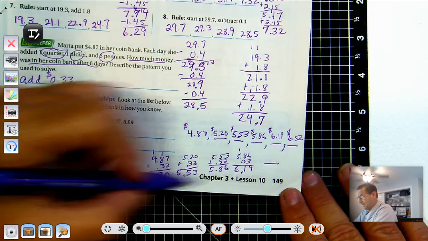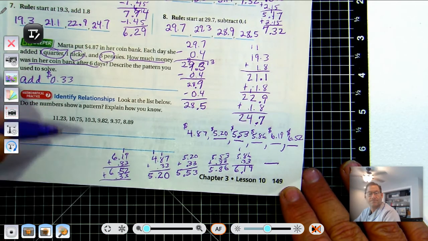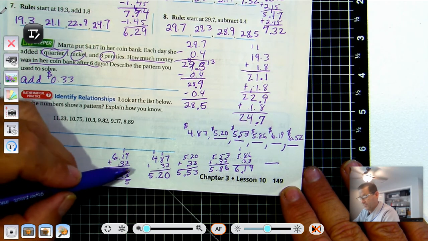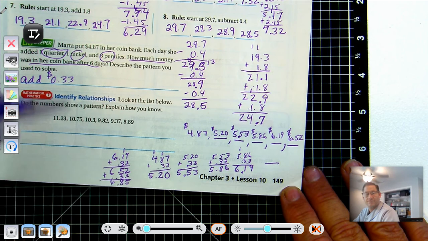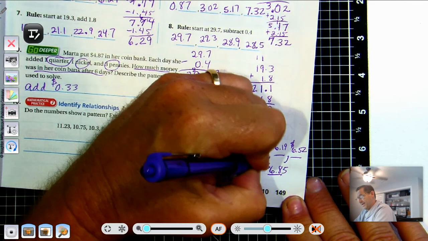All right, and last, add 33 cents to that. So 3 and 2 hundredths is 5 hundredths. 5 tenths and 3 tenths is 8 tenths. Place the decimal, and we're at $6.85.